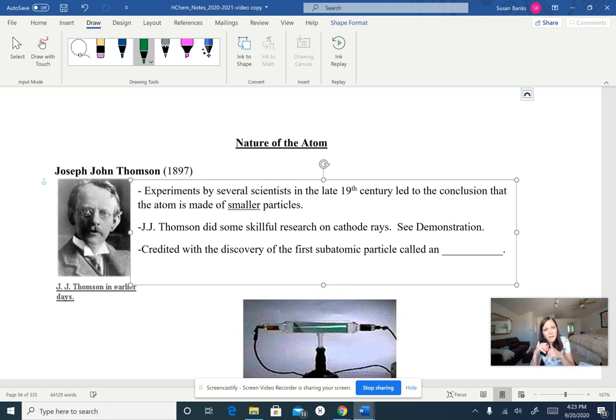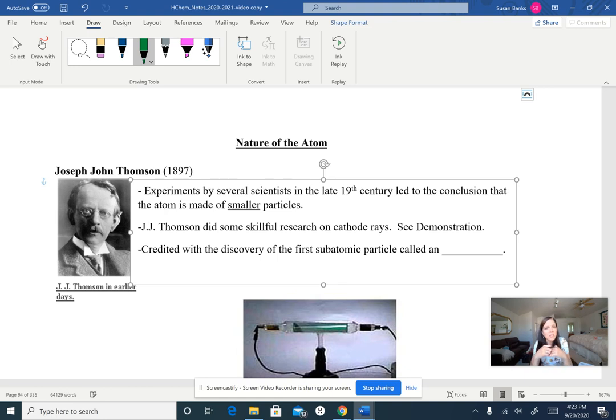Well, across the pond in England, J.J. Thomson was doing the same thing. He was doing lots of experiments with electricity. He was doing a cathode ray, and he used a cathode ray with a phosphorescent screen on the back so he could see the ray, and he noticed that he could deflect that ray with a magnet.